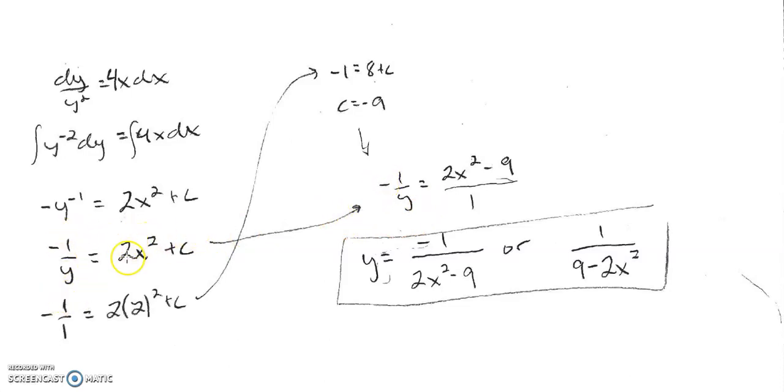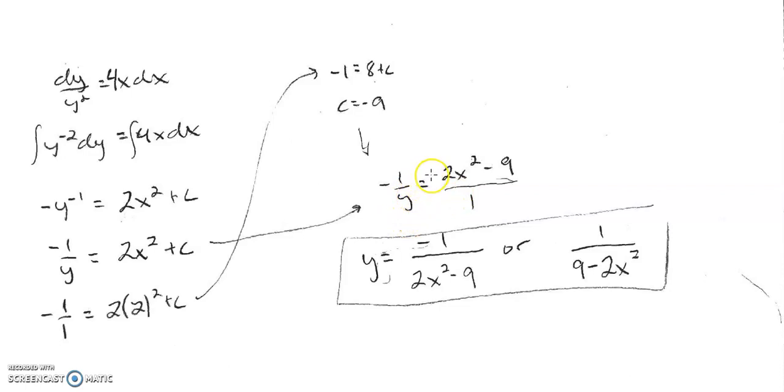Negative 1 over y equals 2x squared minus 9. That's this without this piece right here. A lot of people want to flip this fraction and then flip this and write this as 1 over 2x squared, and then minus 1 over 9, and that's incorrect.